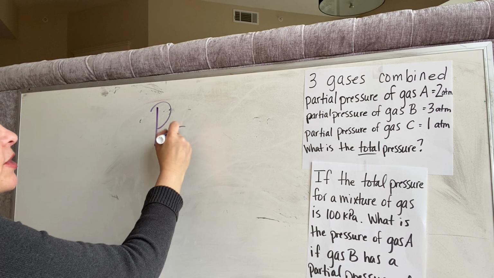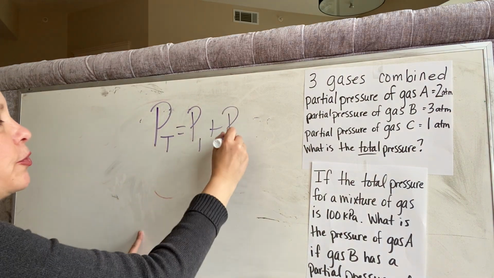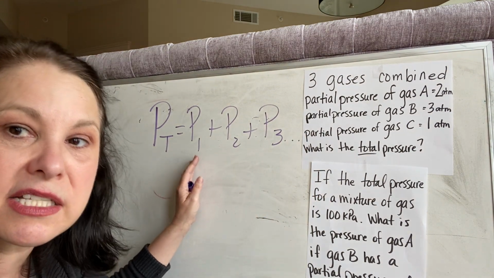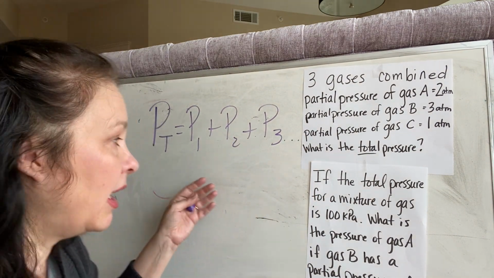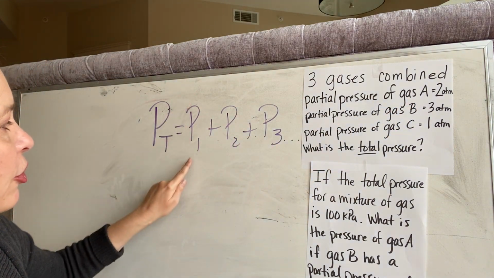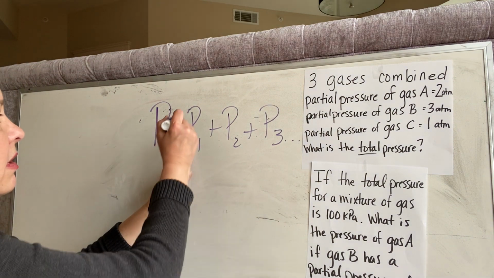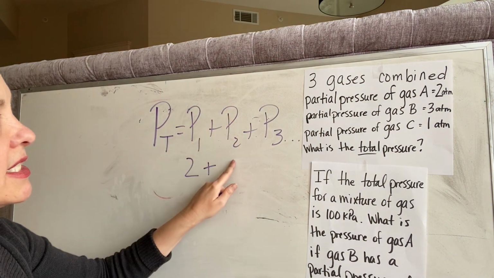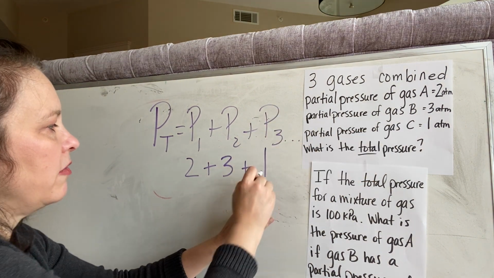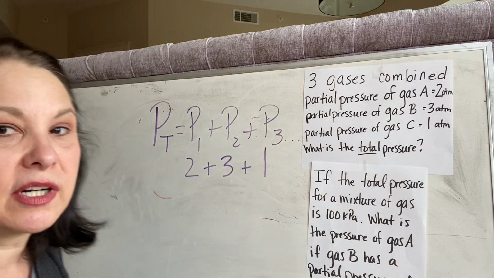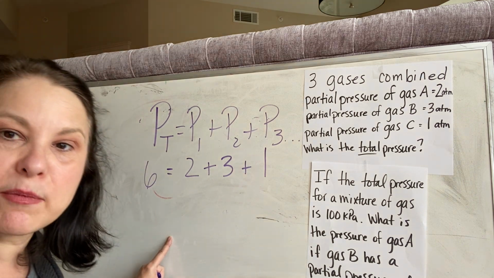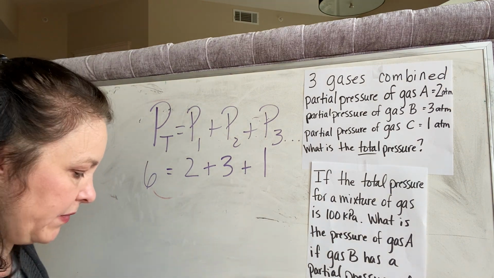The total pressure is equal to the partial pressure of each individual gas. And it could go on. It could only be 2 gases, but you got to at least have 2 to have a mixture, right? So I'm going to show 3 here. This gas, our first one, has a pressure of 2, plus this second gas has a pressure of 3 atmospheres, and the last one has a pressure of 1 atmosphere. The total pressure is simply what you get when you add them up. So 6 atmospheres is the total. It's just that simple, okay?